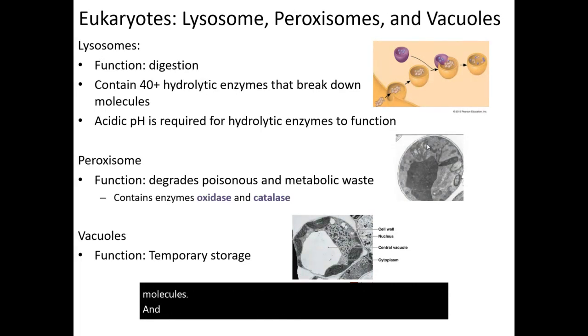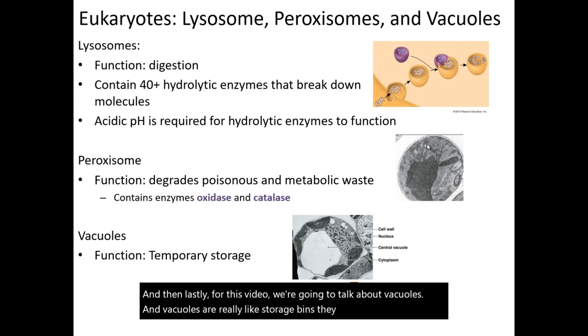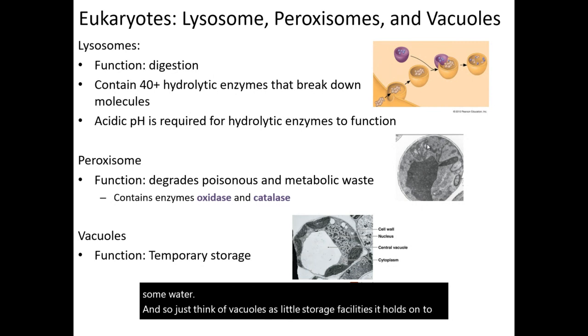And then lastly, for this video, we're going to talk about vacuoles. And vacuoles are really like storage bins. They temporarily hold on to things that the cell needs. We saw a vacuole earlier in this video in that top picture where the vacuole is just holding on to food. Plants actually have what's called the central vacuole, which you see on that bottom picture. And the central vacuole holds on to a lot of water, right? That way it can store water in case the plant cell finds itself in needing some water. And so just think of vacuoles as little storage facilities. It holds on to whatever the cell may need.